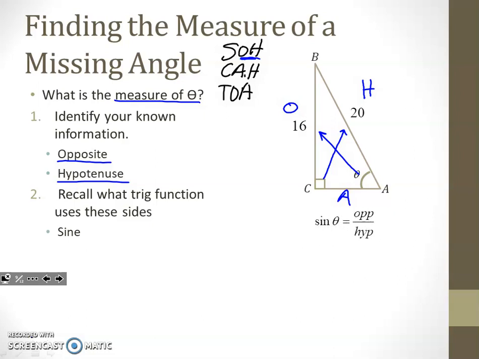Okay, so I'm going to go through then. I'm just going to plug in the information that I know. Sine theta, remember theta is a variable, so theta is like x. Sine theta equals opposite, which is 16, over hypotenuse, which is 20.